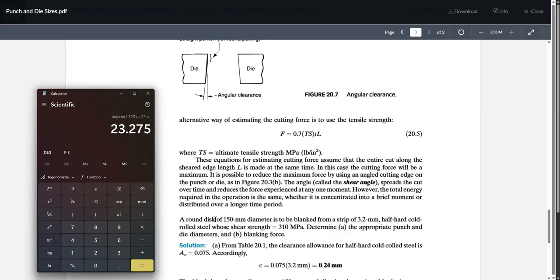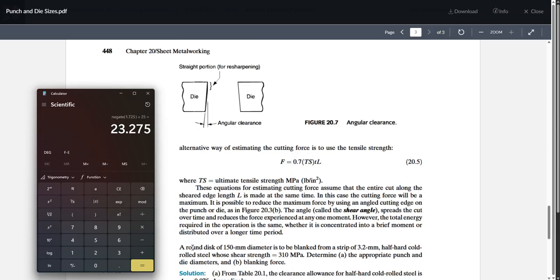We have a round disc of 150 millimeter diameter that is to be blanked, not punched, from a strip of 3.2 millimeter half hard cold rolled steel, whose shear strength is 310 megapascal, and that is given as the TS value. Determine A, the appropriate punch and die diameter, and B, the blanking force. So without looking there, I am going to start the calculation here.